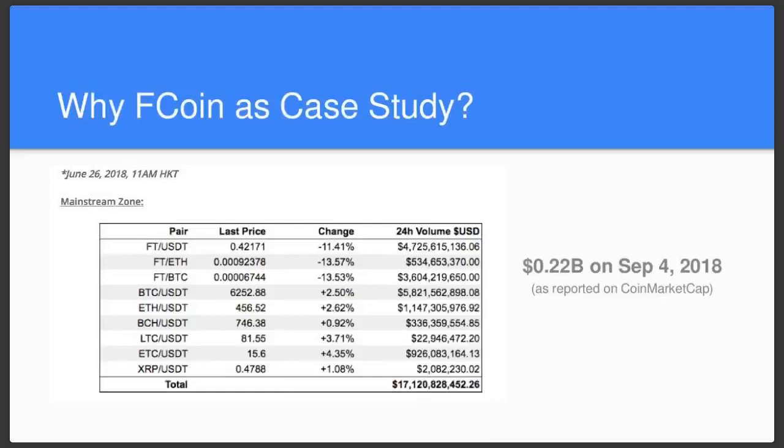However, on September 4th, if you check CoinMarketCap, FCoin's daily trading volume dropped all the way down to about $0.2 billion. That's almost a 99% drop. It's only 1 or 2% of the $17 billion in trading volume. That's why it's a very good case study, showing huge ups and downs, and I just want to explain to you what really happened here.